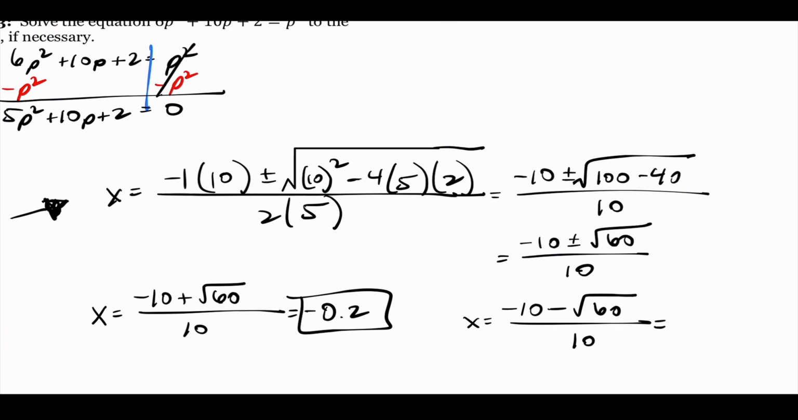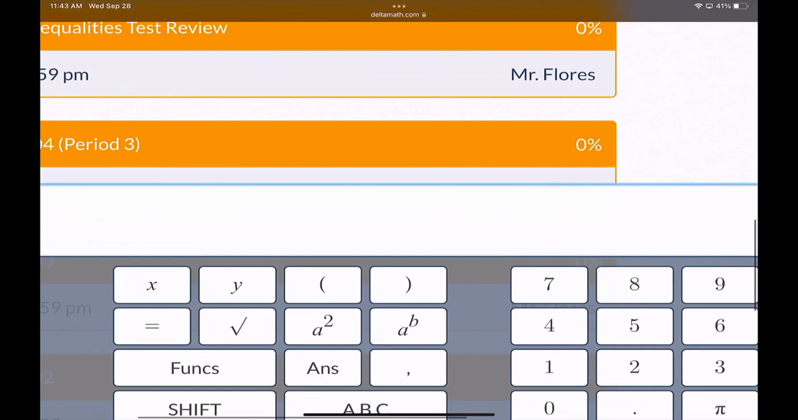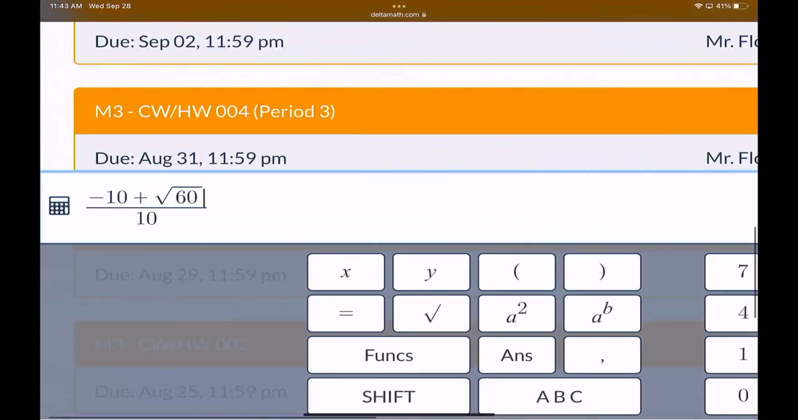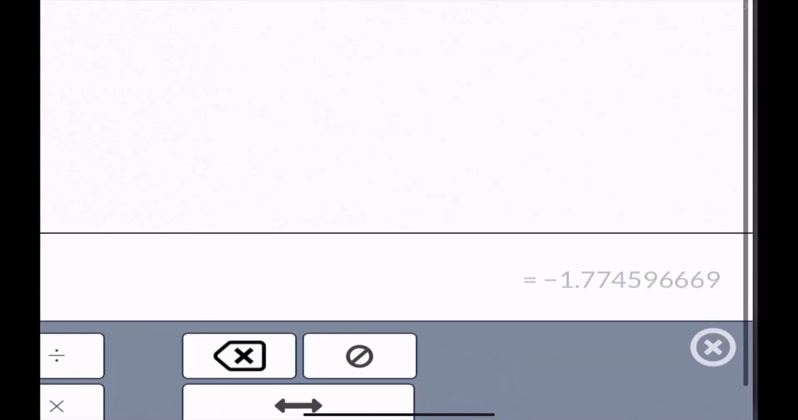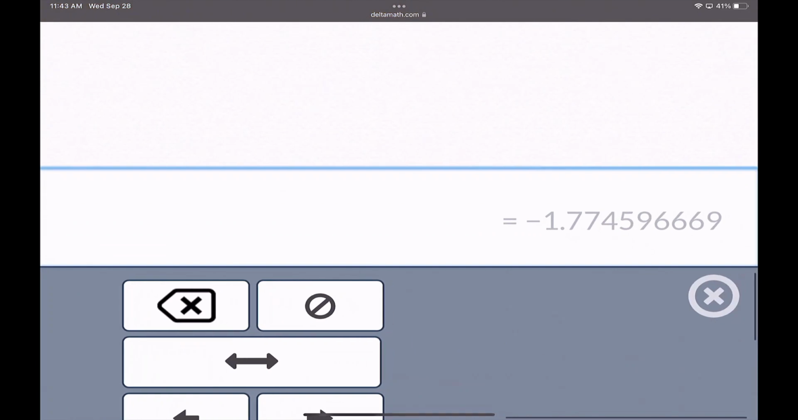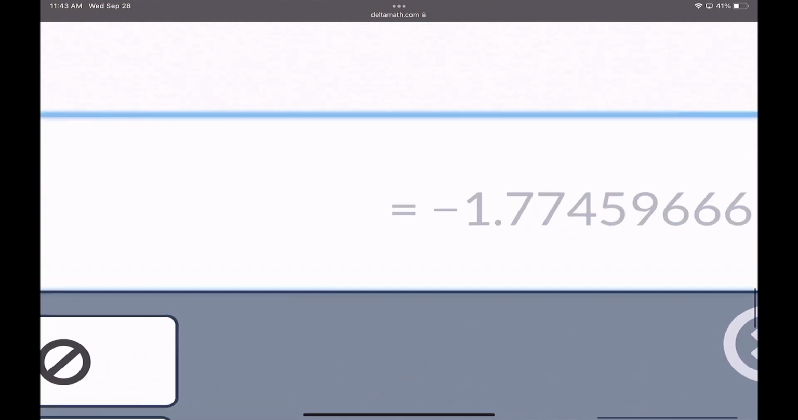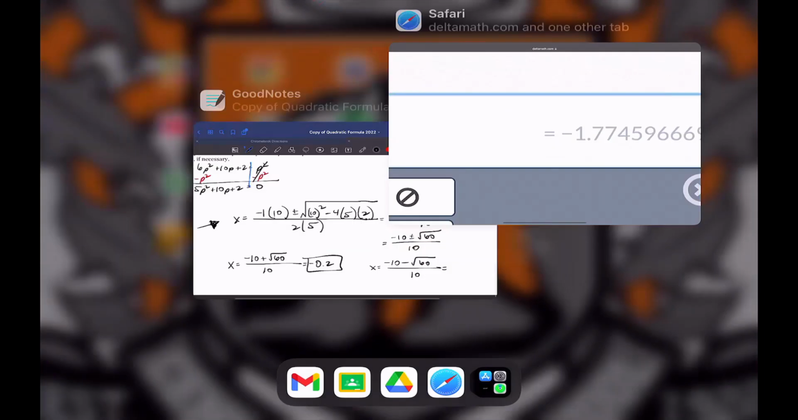Okay. Let me go back with subtraction now. So instead of addition, now I have subtraction. Negative 1.774596, and it keeps going. Well, the first 7 is in the tenths. The 7 behind it is big enough that now that 7 can go up to 8. So negative 1.8.